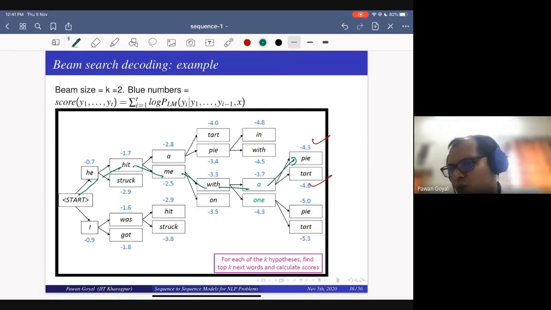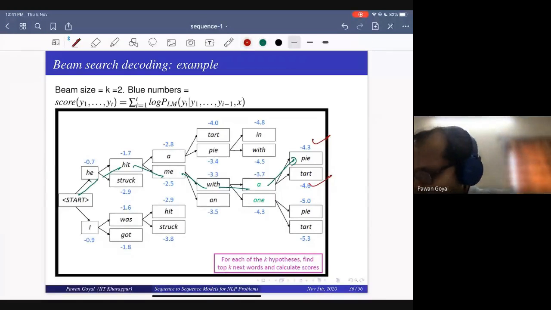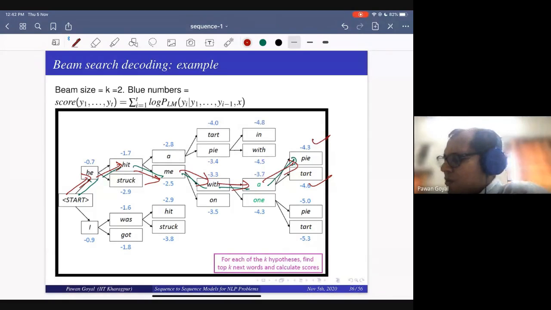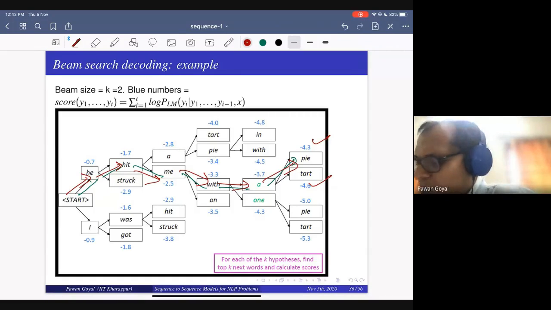But what is interesting, how did beam decoding help you? If you are doing greedy decoding, what would you have got? He. Then the next one would be hit, then me, then with, then a, and then pi. Actually, in this case, even the greedy decoding would have given you the same thing, but just to give an example, suppose I interchange these 2 things.